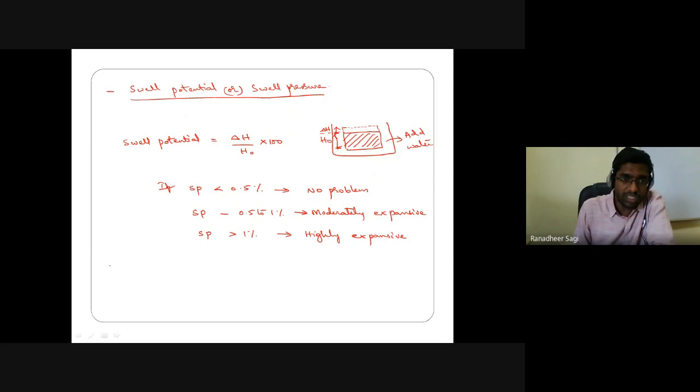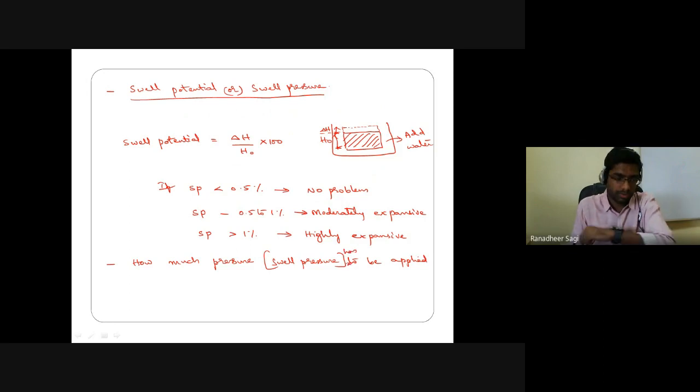Now, our next objective is to understand how much pressure, which we call swell pressure or swelling pressure, has to be applied to reduce the swelling happening in the soil because of the increase in moisture. So how much pressure has to be applied externally on that particular soil sample to counterbalance the effect of swelling in that particular soil?